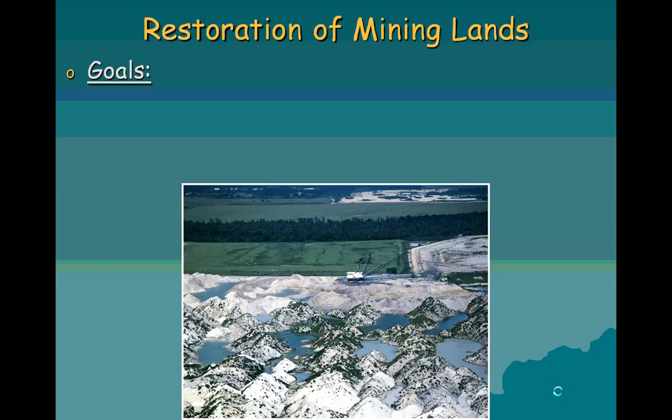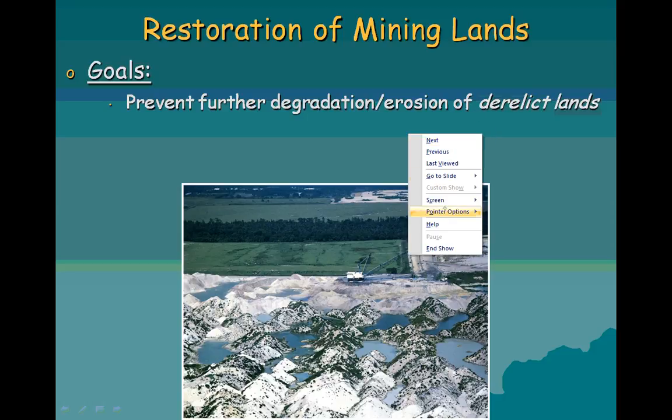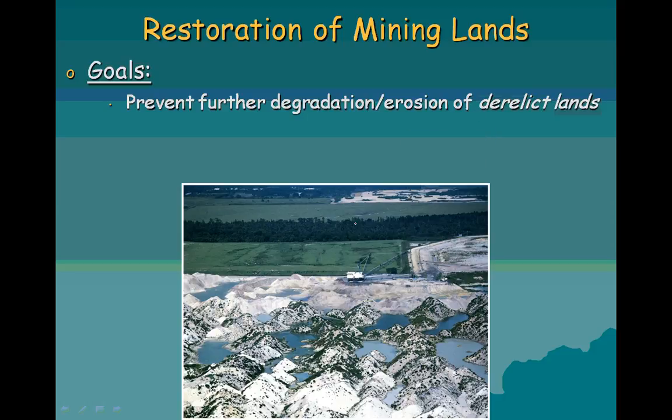So the goals are first to prevent further damage to these areas. These mined areas are called derelict lands. Let me get my pointer here. If you just left these areas open to erosion and precipitation and everything, they keep becoming degraded and eroding more. So you want to prevent that from happening and essentially put them back together like you did with your cookie lab.